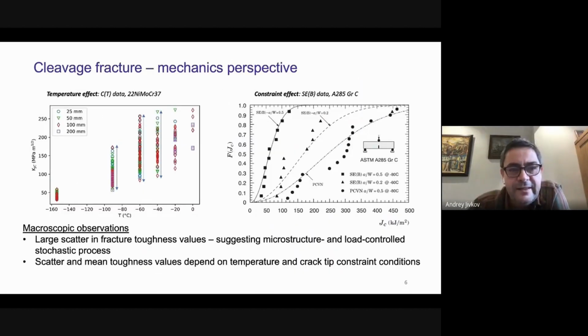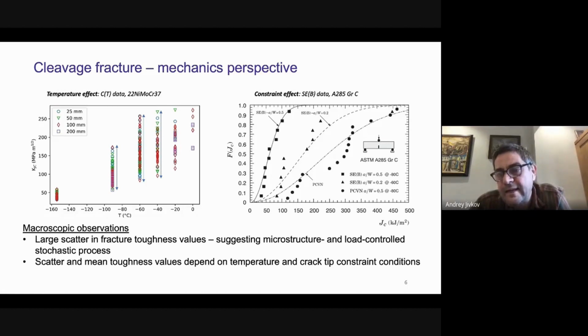have an additional problem with cleavage fracture, which is stochasticity of the phenomenon. If you measure the fracture toughness at different temperatures with different specimens, for example, these are compact tension specimens with crack front length 25, which is the standard, 50, 100, and 200, and you measure it at different temperatures, you're going to have a big scatter in the results.